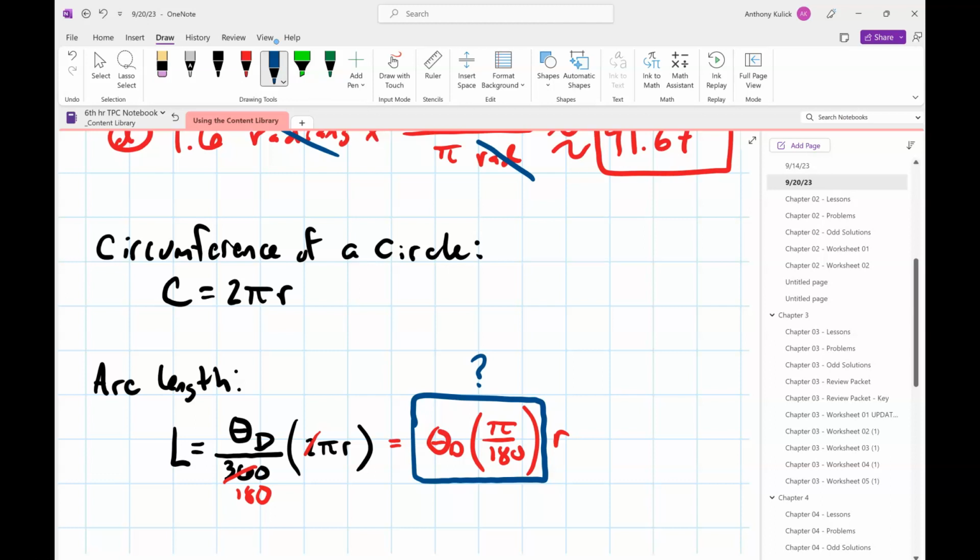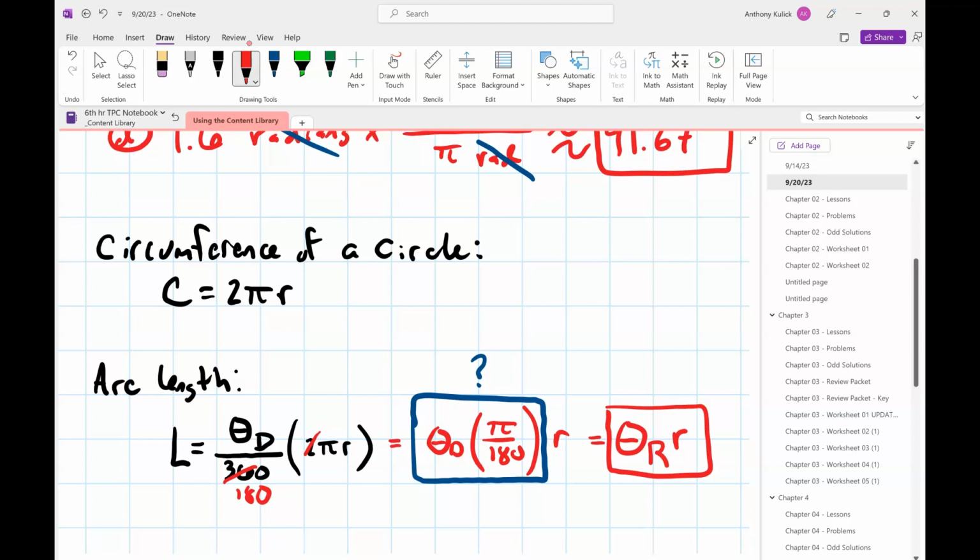What is that going to give me? If I take an angle measure in degrees and I multiply it by pi over 180, what's that going to give me? Our angle measure in radians. That is simple right there.